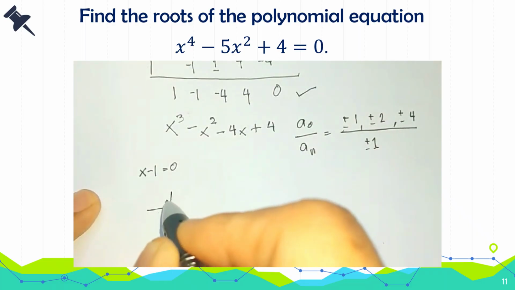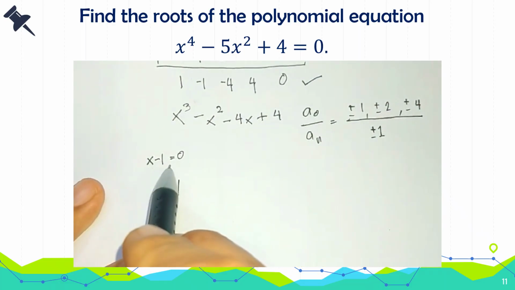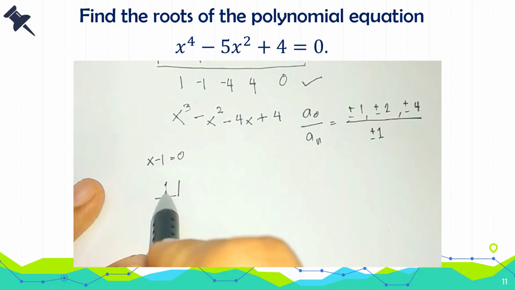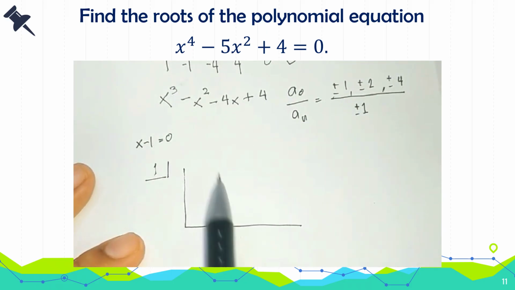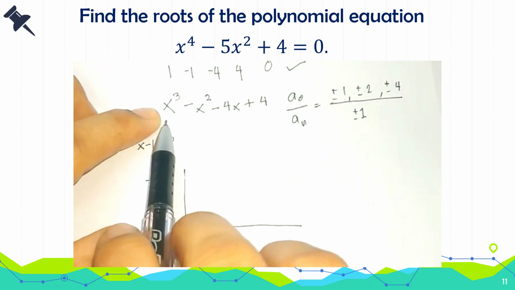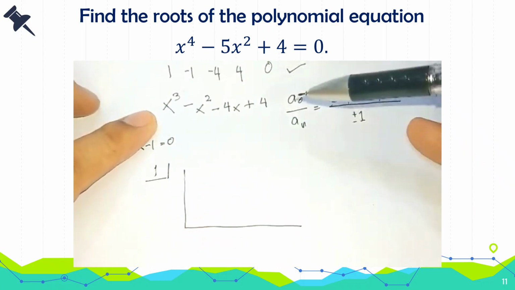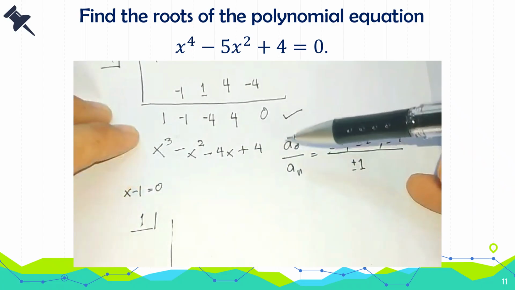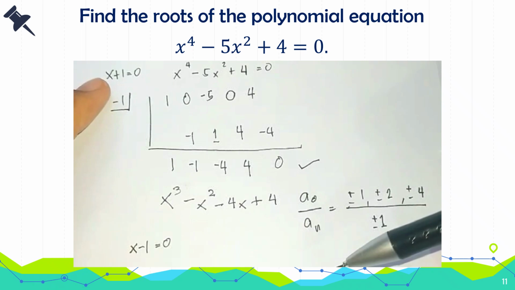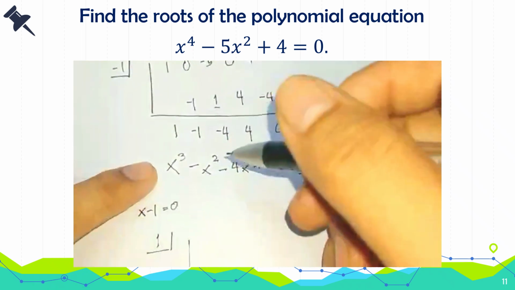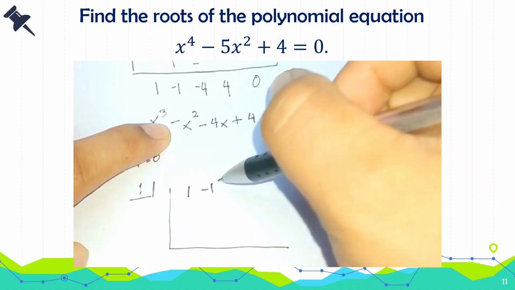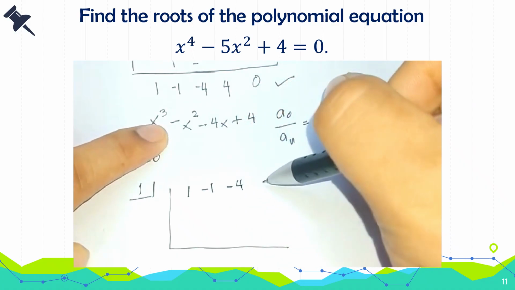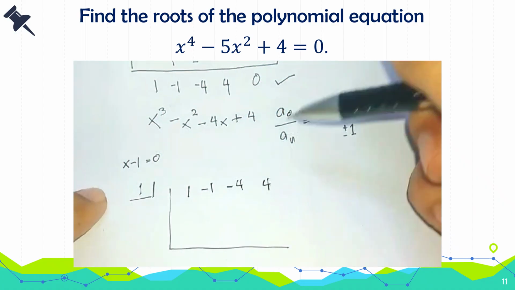Let's use again the synthetic division. X minus 1 equals 0 will give us positive 1. This time we will list the simplified form after factoring out x plus 1. So let's list the coefficients: 1, negative 1, negative 4, and the constant 4.